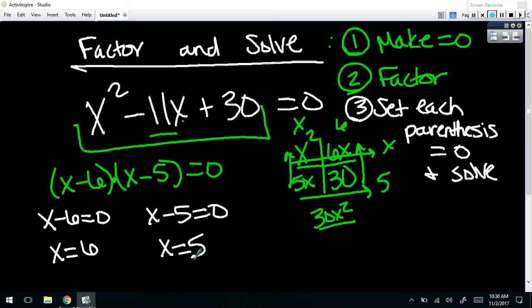What if instead of 2 pieces, there were 3 pieces there? Then you split the problem. What if I had 3 sets of parentheses instead of 2 sets of parentheses? You solve all 3. I'm still multiplying to get 0. The number of parentheses does not matter.